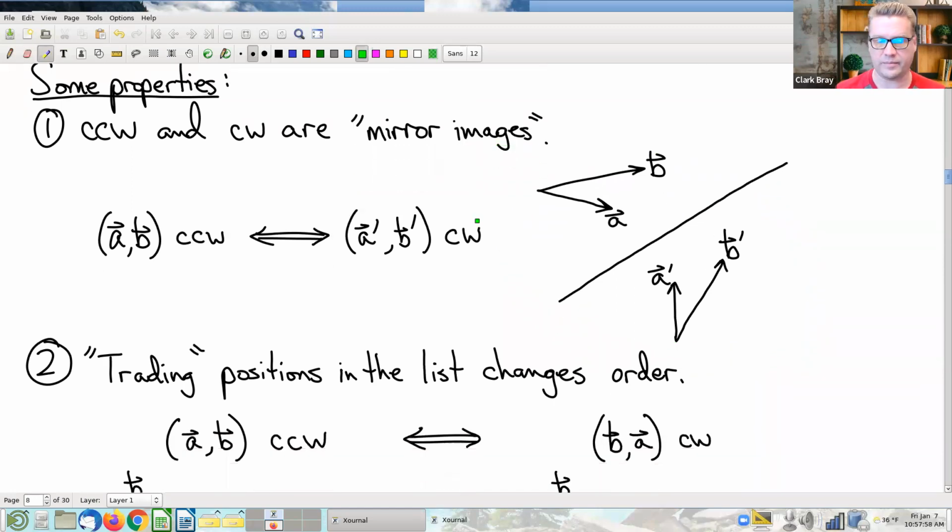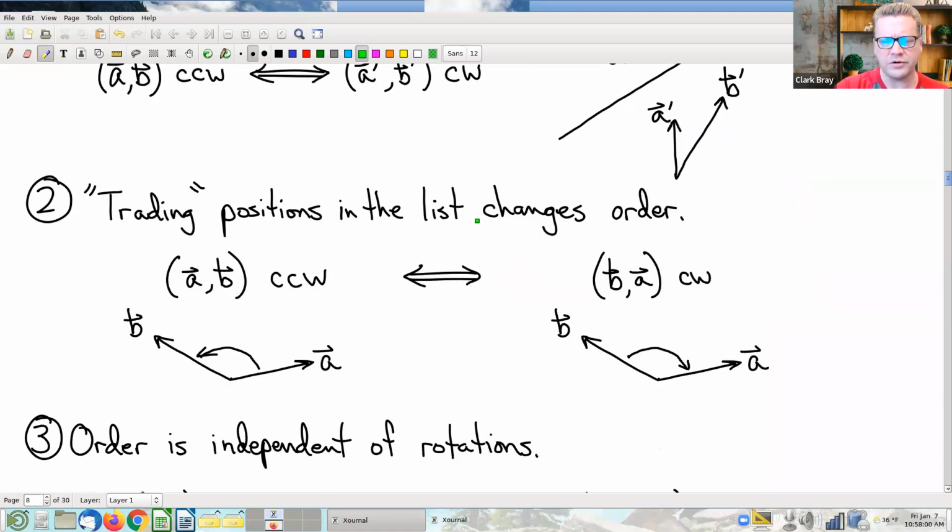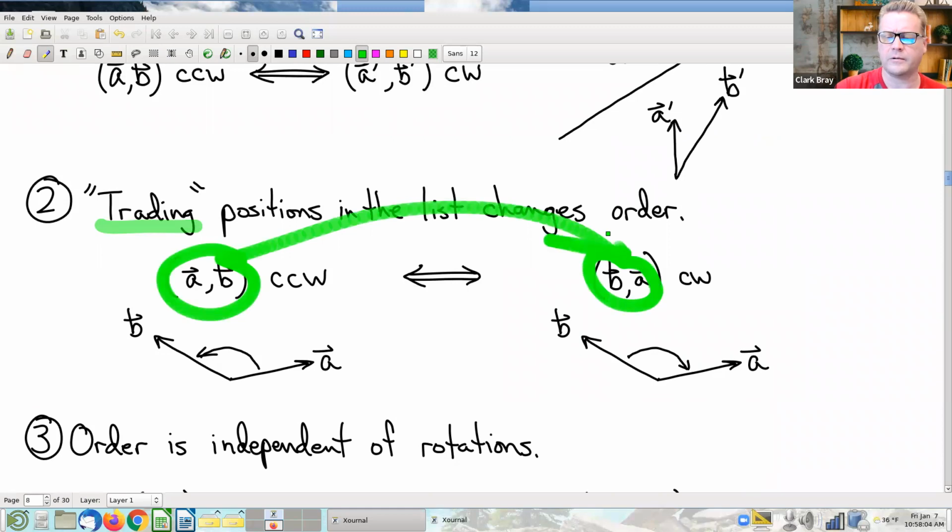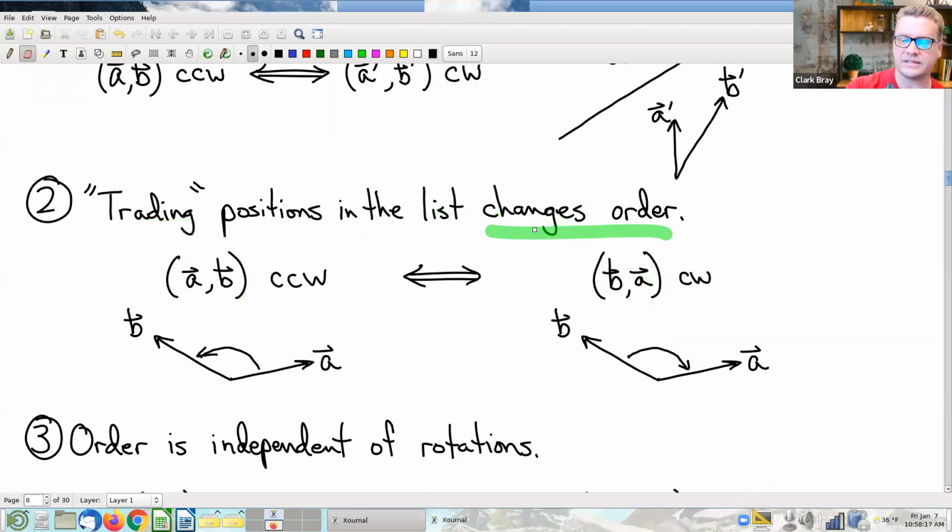Easy pitch. If you trade which one is where, right? If you put the first one second and the second one first, that'll always change the order. Clockwise will become counterclockwise and vice versa. And again, pretty easy to see why that's the case geometrically.